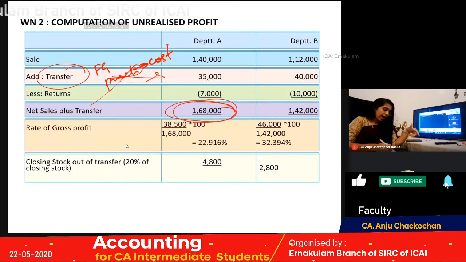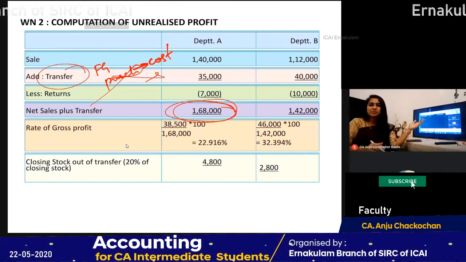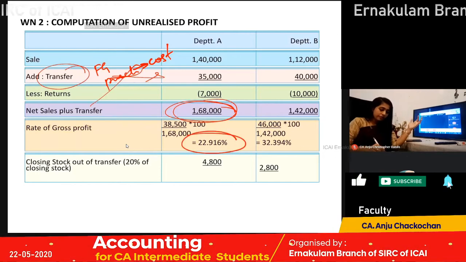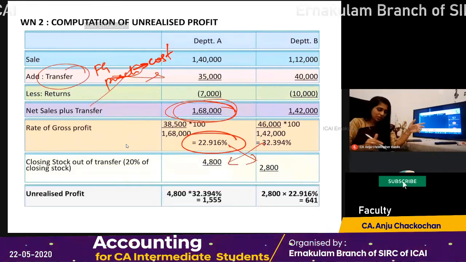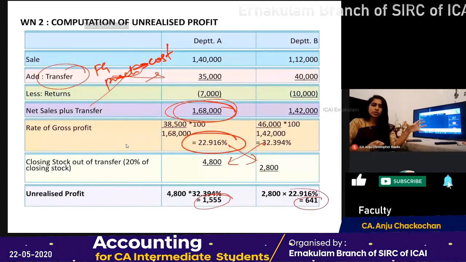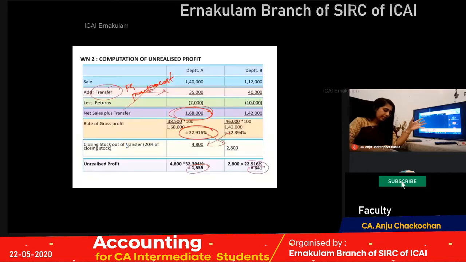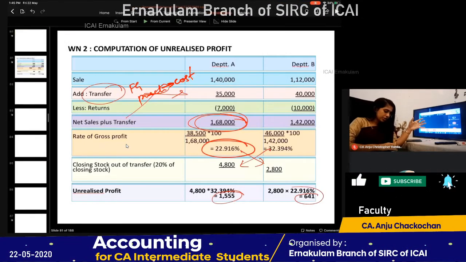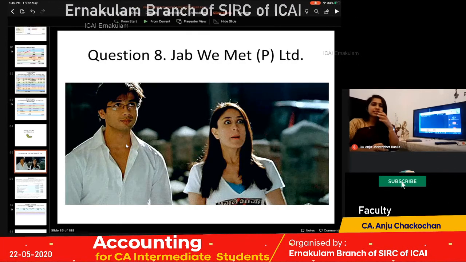Then GP we have already computed in the departmental account. GP divided by sales gives the rate of GP, and then you just have to multiply, or rather do a cross referencing to the closing stock, so as to get the unrealized profit. This was the only task. So we computed the unrealized profit, and the same was the pattern for the next question also. For Jabbimet Private Limited also we did exactly the same format.